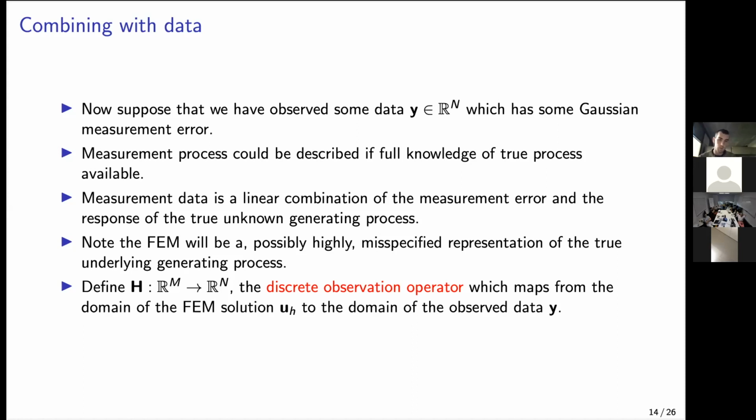And note that FEM will be a possibly highly misspecified representation if there is a lot of model mismatch between what our FEM model is predicting and assuming, versus what the data is actually telling us. As a starter, I'm going to emphasize this operator H, which is the discrete observation operator, which maps from the domain of our FEM solution UH into the domain of our observed data Y. Really, what this does is just swap from the grid on which UH is solved onto the grid on which Y is observed.